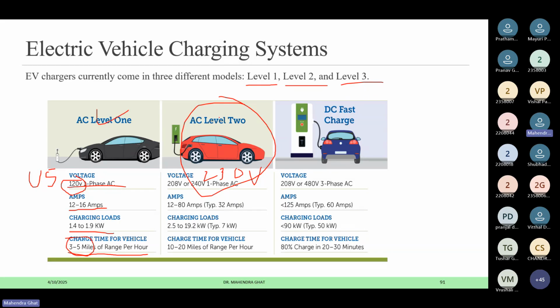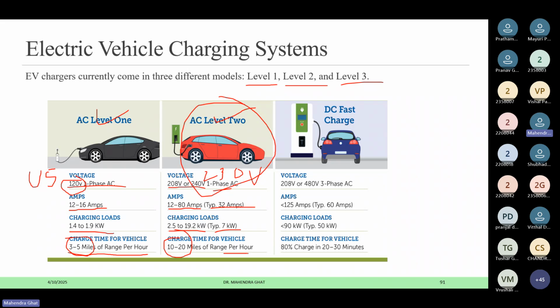The second category is AC level 2, which is 208 volt to 240 volt single phase AC again. Current rating is 12 ampere to 80 ampere, typically 32 ampere, and charging varies between 2 to 19.2 kilowatt, typically 7 kilowatt. And with that, we can charge 10 to 20 miles per hour actually.